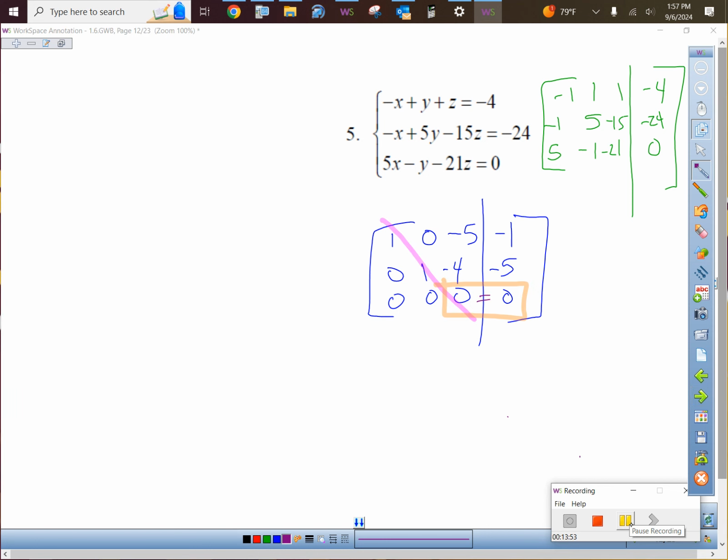What's really important to me is you knew there wasn't one solution, right? And people are like, I don't remember how to tell if it's infinite solutions or no solutions. Read the orange box. Read the corner sometimes. That says 0 equals 0. Yes or no, does 0 equal 0? So that is infinite solutions. Did I write it down wrong?